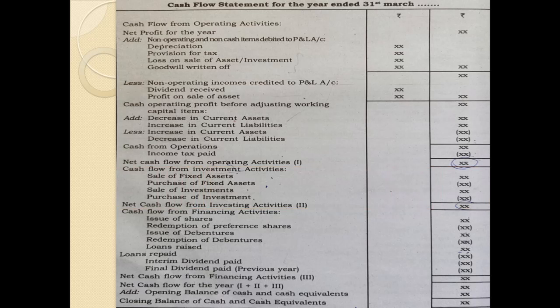And once you find out the net cash flow from investing activity, next part, and the final one, is cash flow from financing activity. Financing activity mainly includes fixed liabilities, that is issue of shares, redemption of preference shares, issue of debentures, redemption of debentures, loans raised, loans repaid, interim dividend paid, final dividend paid.